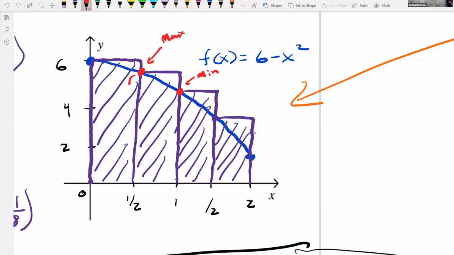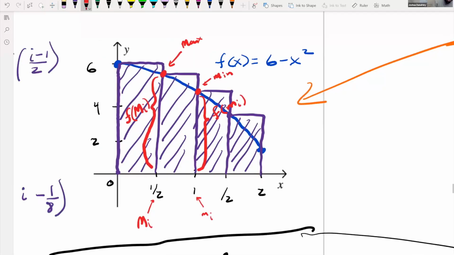And so this height here is going to be f of, using the notation I'm about to show you, capital M sub i, meaning this is capital M, the x sub i, the x value where we get the maximum. And this one's going to be little m sub i. So this height would be f of little m sub i.